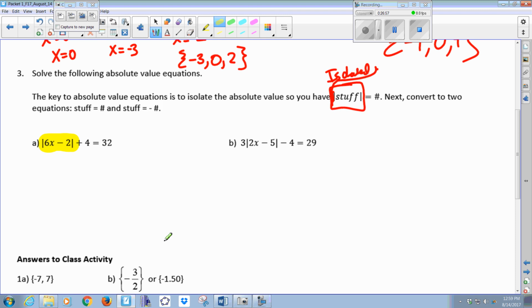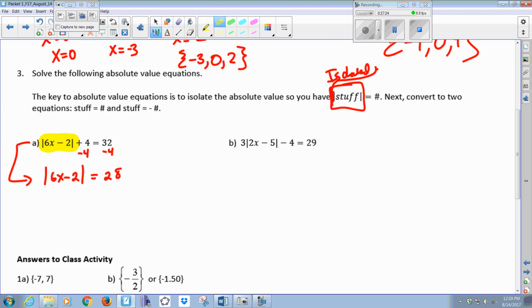And then I say, is there anything on either side of it, anything multiplying it? And if there is, I need to deal with it. So in this case, I have to deal with the fact that 4 is being added to that yellow blob. So I've got to subtract 4 from both sides. So my equivalent equation is the absolute value of 6x minus 2 is equal to 28. All right, that's step 1.